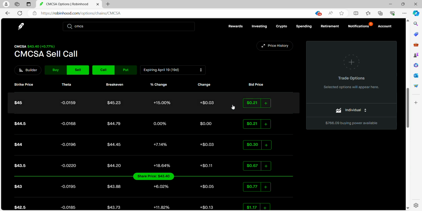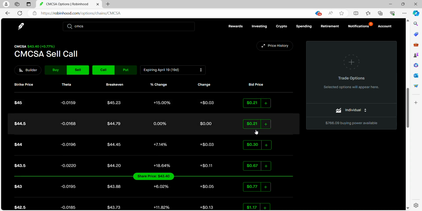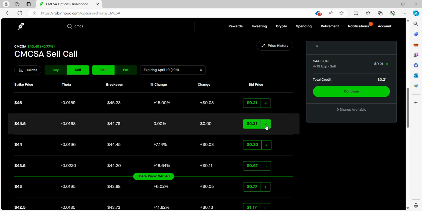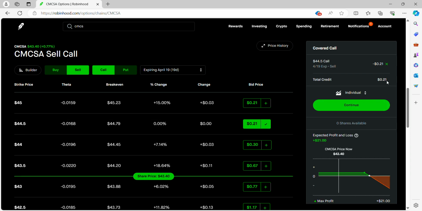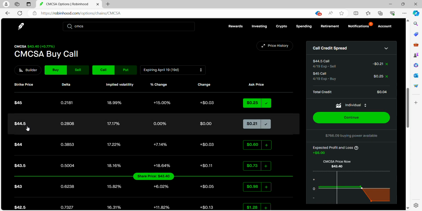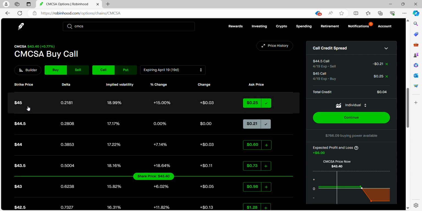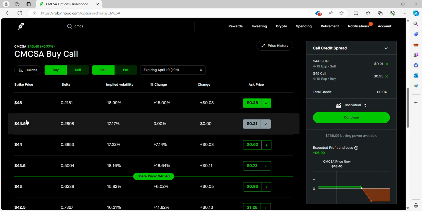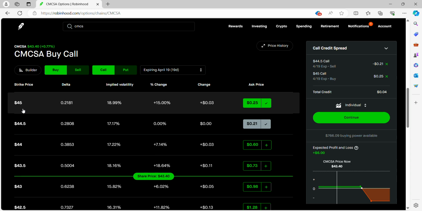So April 19th, we're going to begin with a credit spread. We're going to sell this one call, collect $21, okay? But we're going to buy the one immediately above it. So now there's a 50-cent differential between the strike prices over here to the left, okay?